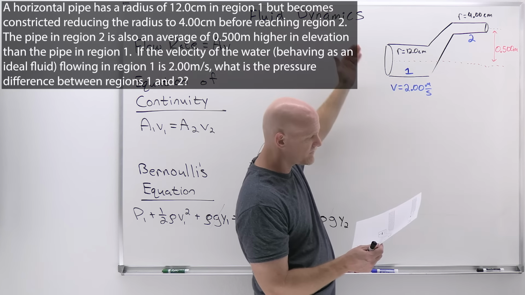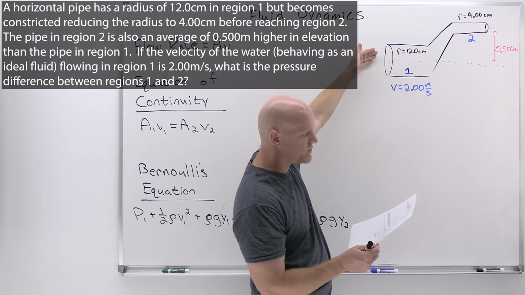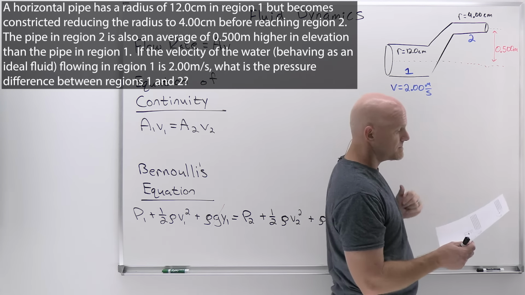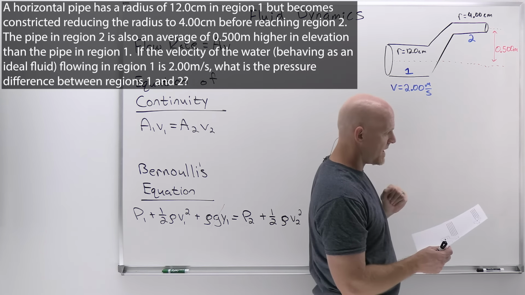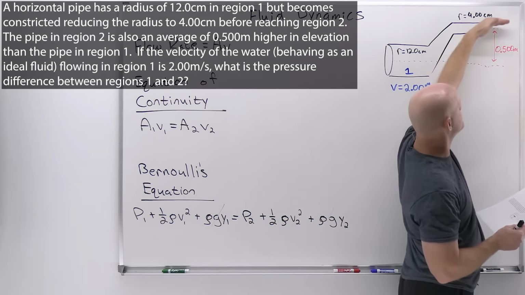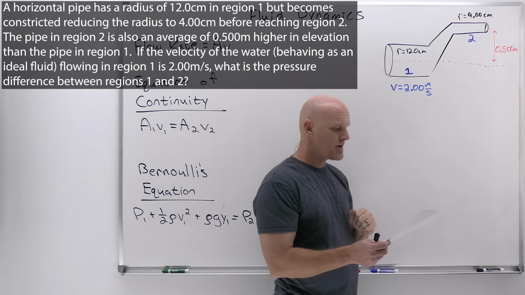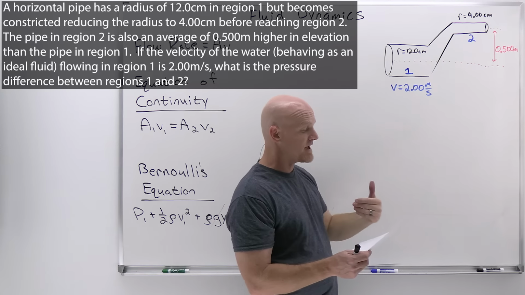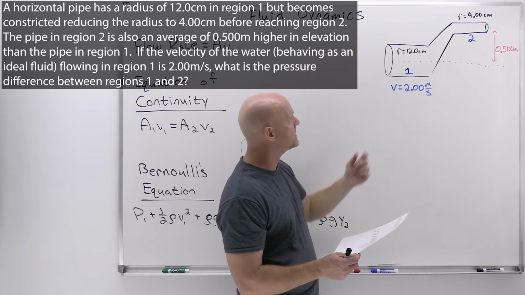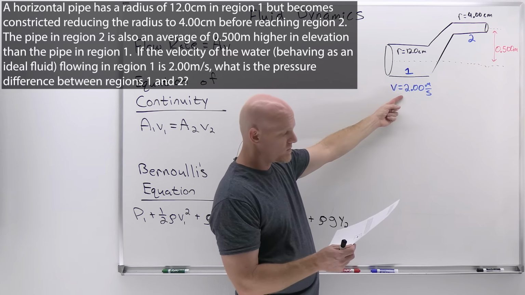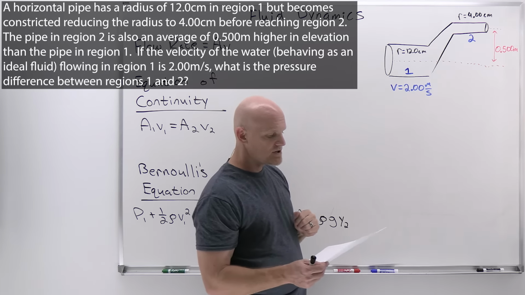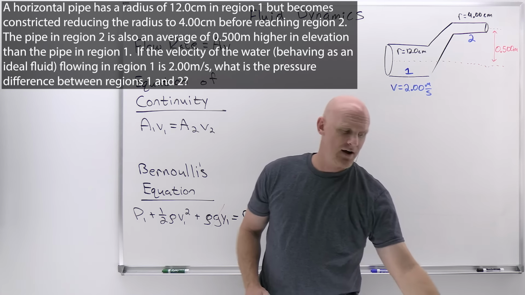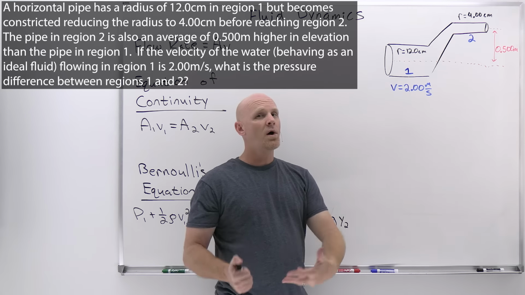But the question says a horizontal pipe has a radius of 12.0 centimeters in region 1, but becomes constricted, reducing the radius to 4.00 centimeters before reaching region 2. The pipe in region 2 is also an average of 0.500 meters higher in elevation than the pipe in region 1. If the velocity of water, so again we're identifying the fluid, and it says behaving as an ideal fluid in parentheses, flowing in region 1 is 2.00 meters per second, yet again, what is the pressure difference between regions 1 and 2? So it's another Bernoulli's equation calculation. And again, fortunately, we've done part of the work already.